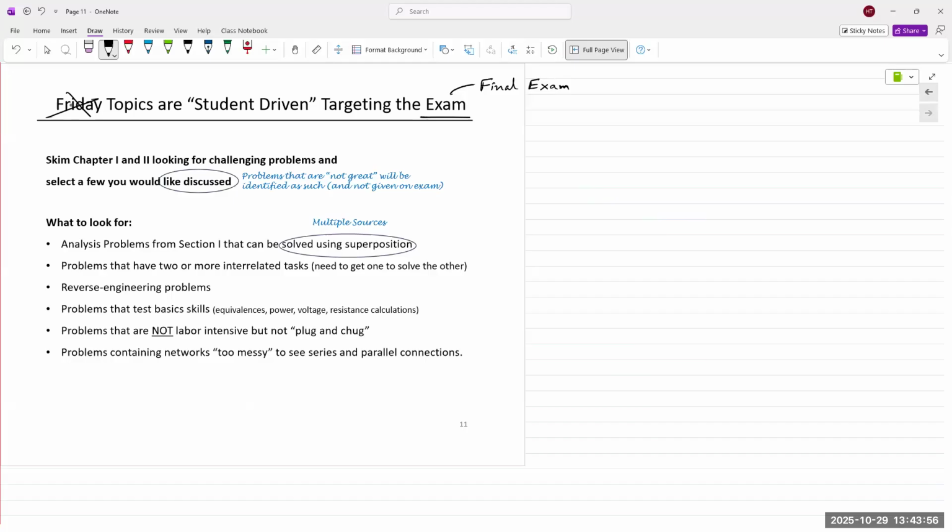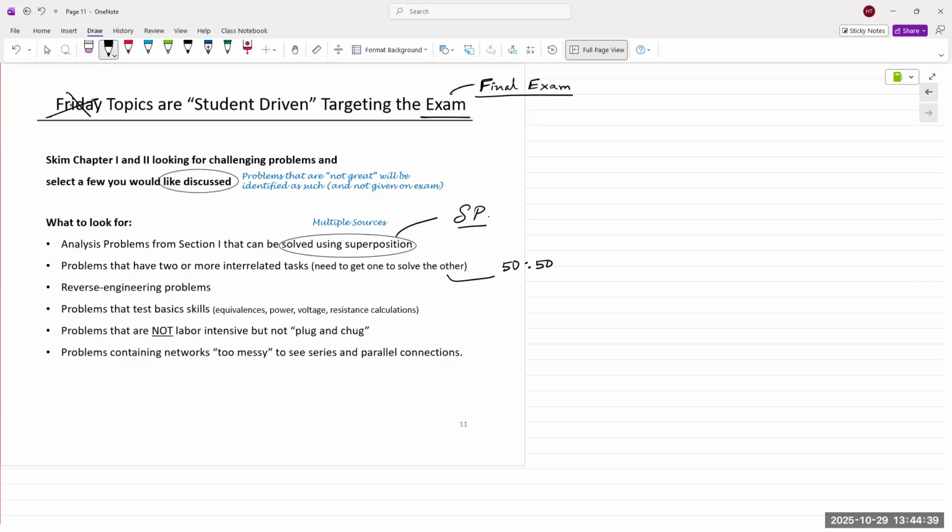In case you're wondering, there is no midterm in this class. We are doing a series of quizzes, but on the final exam, there could be a problem about superposition. Problems that have two or more interrelated tasks, maybe not. I'm about 50-50 on it. Definitely, you'll have an answer for this in the final week. I won't leave you hanging. I will let you know whether it's going to be on there or not.